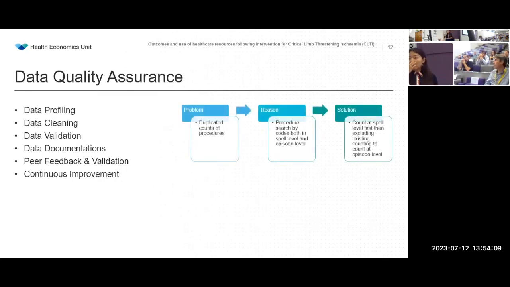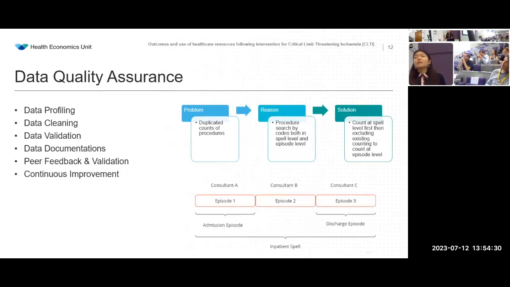And here I'm going to give a small example about the problems that we met during the QA process. It's about the count. We are doing the count of the future procedures. We found we got some duplicated counts of the procedures, and the reason why it happened is because we calculate the procedures from both the spell level and also the episode level. As we know, one inpatient spell means from one patient admitted to the hospital until the patient is discharged from the hospital. That's the whole stay for the patient, one inpatient spell.